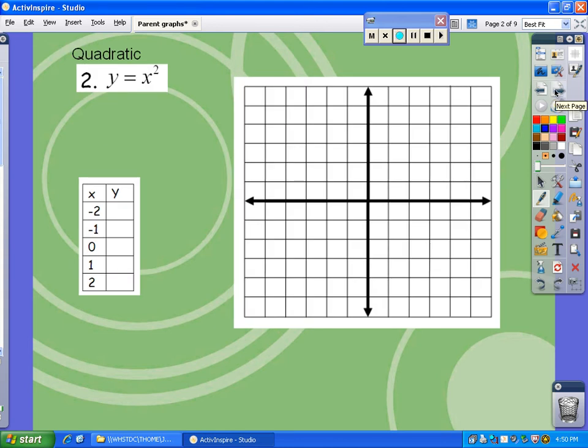Next, we have the quadratic. Here again, we're going to use the same x values. -2 squared is 4, -1 squared is 1, 0 squared is 0, 1 squared is 1, and 2 squared is 4. So the basic parent pattern for a quadratic, y equals x squared: (-2, 4), (-1, 1), (0, 0), (1, 1), and (2, 4). You need to learn these patterns. They're all going to come back to this basic shape.